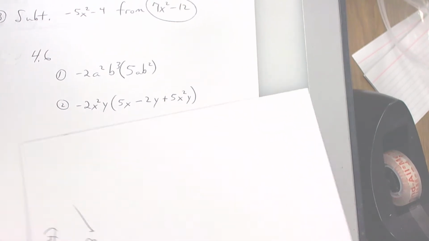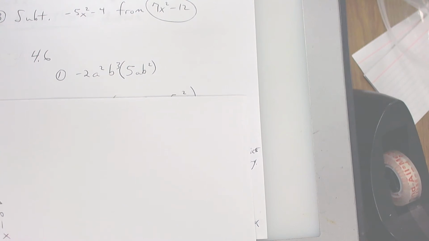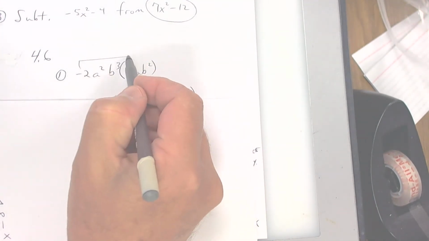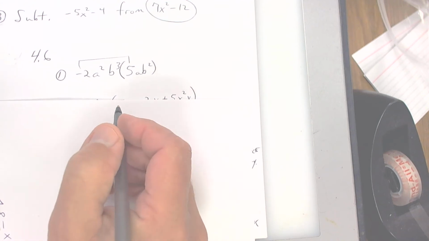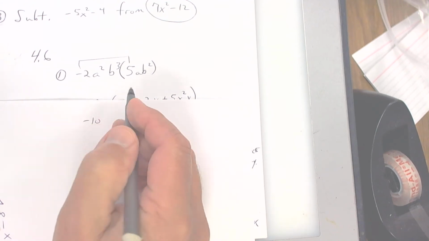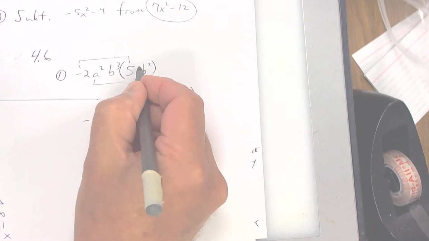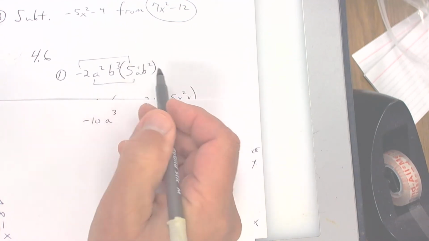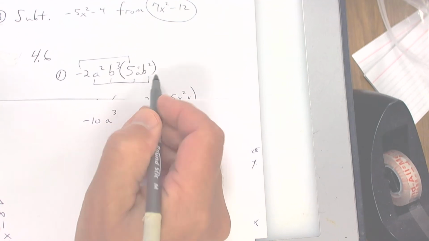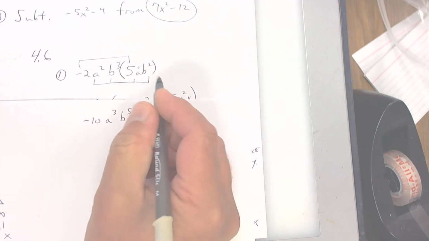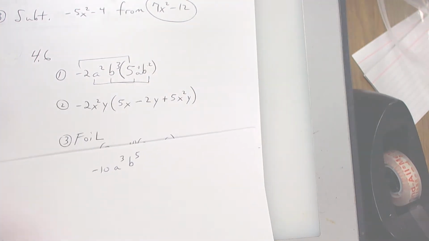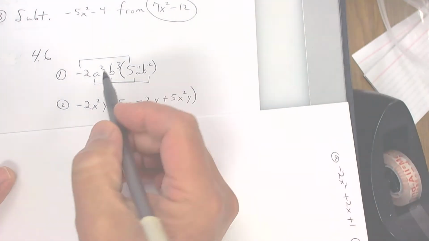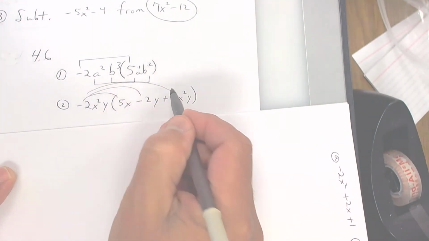Here we go. We're going to introduce FOIL, which you should already know. So look here. A negative 2 times 5 is going to be a negative 10. A squared and a to the first power is going to be a to the third power. You have to add up your exponents, and this is b to the fifth power. Add them up. 2 plus 3. The next one is the same way. You're just going to distribute a bunch of times and get an answer.